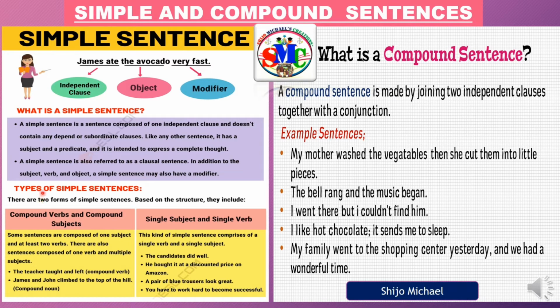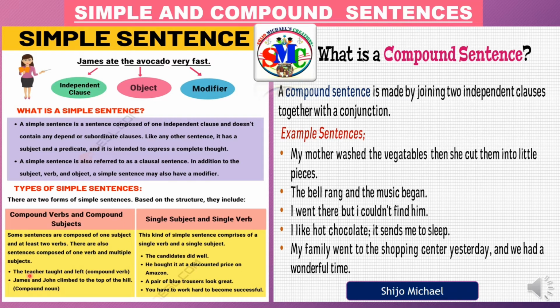Now let us see the types of simple sentences. There are two forms of simple sentences. They are compound verbs and compound subjects, or single subject and single verb. Now let us see what are compound verbs and compound subjects. Some sentences are composed of one subject and at least two verbs, or there are also sentences composed of one verb and multiple subjects. These kinds of sentences are known as compound verbs and compound subjects.